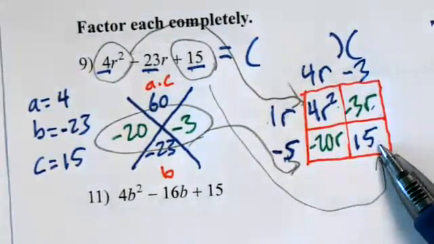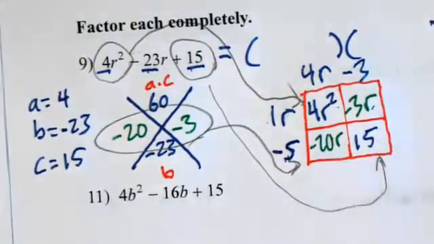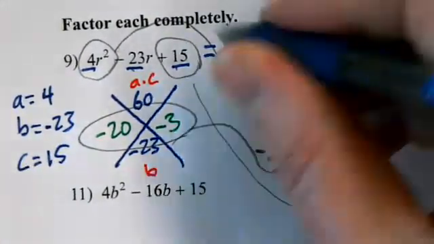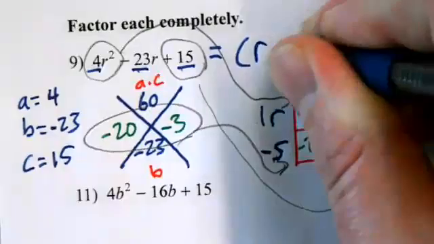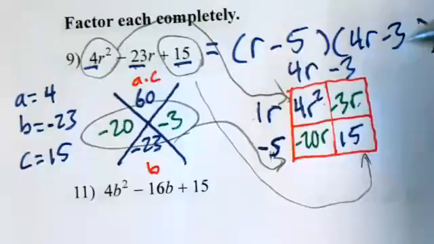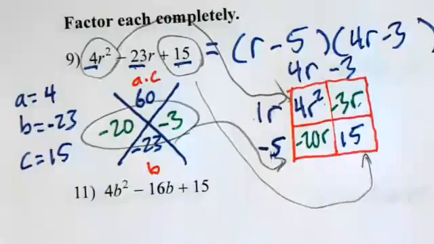We just have to write down our answer. Our two factors come from the side here. It doesn't really matter which one comes first. I'm going to do my r minus 5. That's 1r minus 5. Here's my 4r minus 3. I could have done either one first, though.